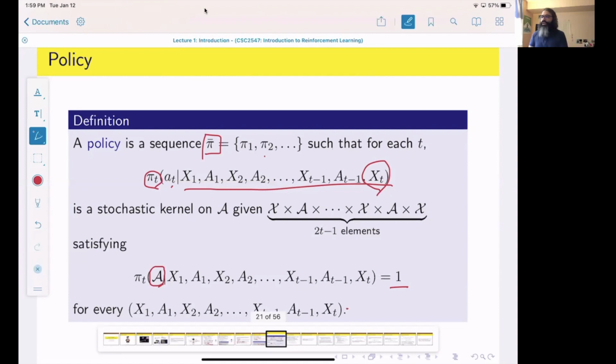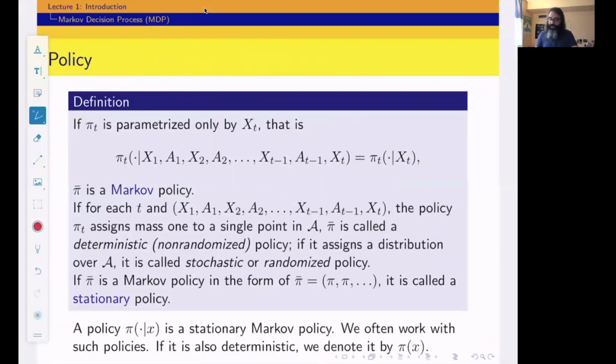What is important here is that this policy depends on whatever happened from the beginning up to time t, and also the policy is a function of t. So there's a t dependence here. Policy pi 1, pi 2, and pi 100 can be different in this general definition. But then we get to an important special case: when pi t is only parameterized by x_t. So we have all this sequence, we can just ignore it.